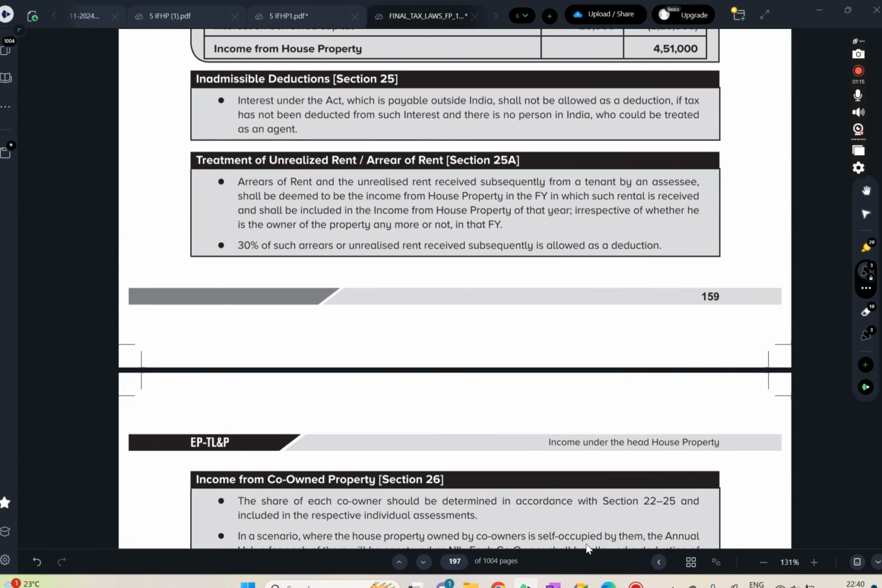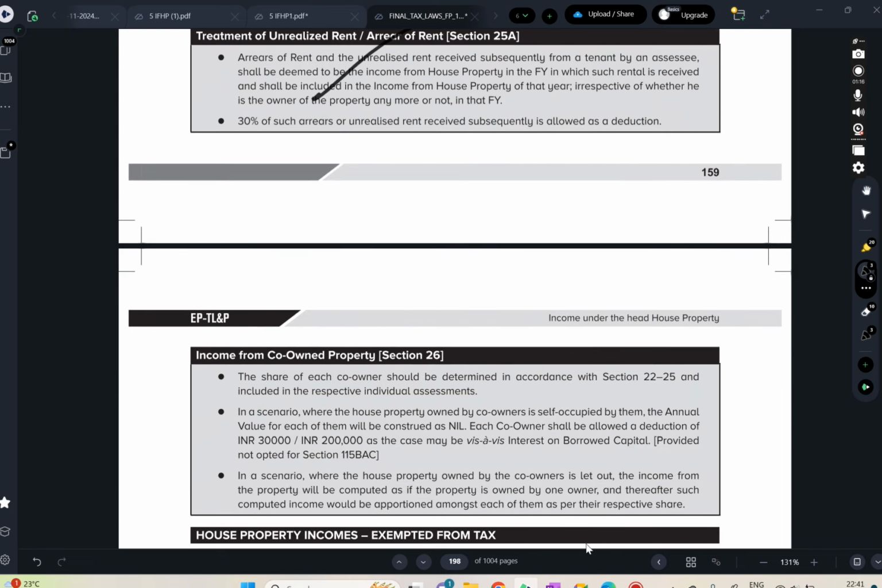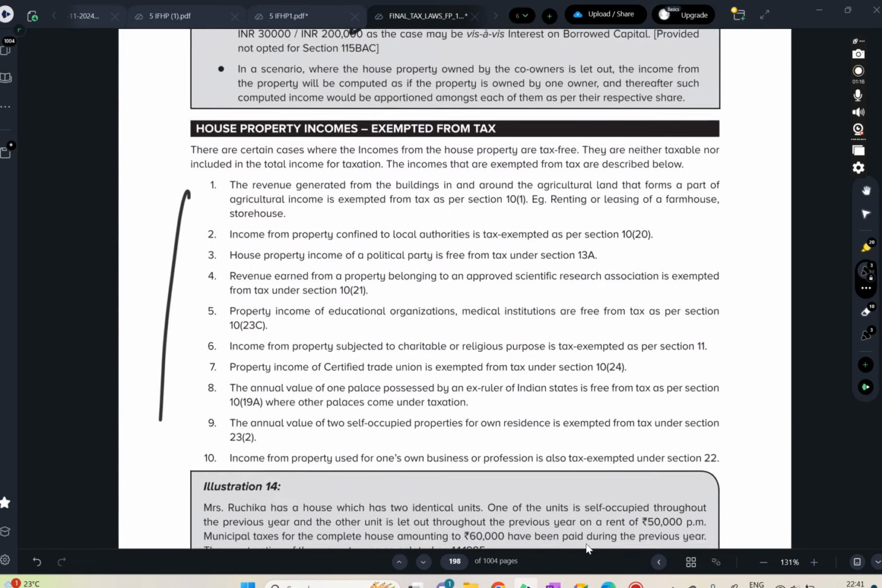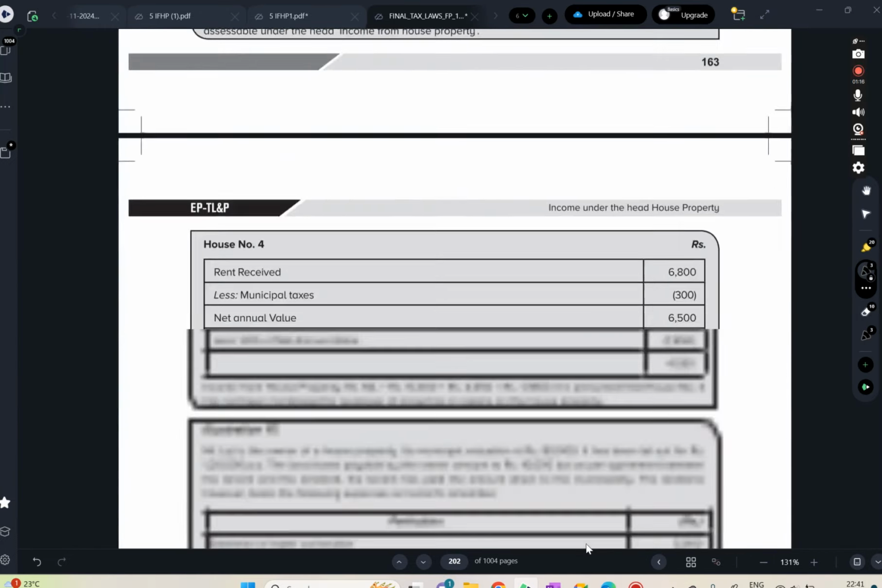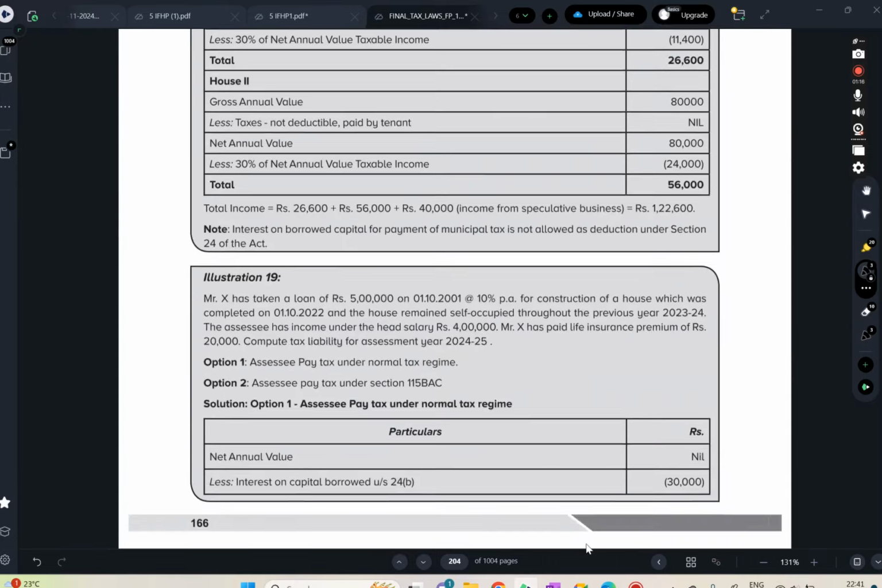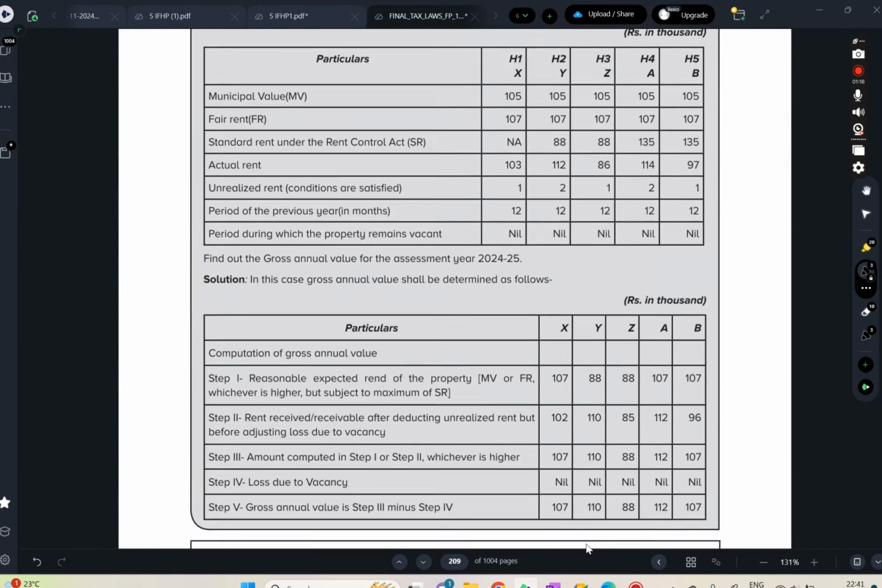But 70%, 30% scrap will be there; 70% will be important stuff, whatever we discussed, all the sections, and that is enough to solve the problems. So unrealized rent and income from co-owned property, we just now discussed. Tell me, is there any concept which we haven't discussed and which is there in your book? Nothing.